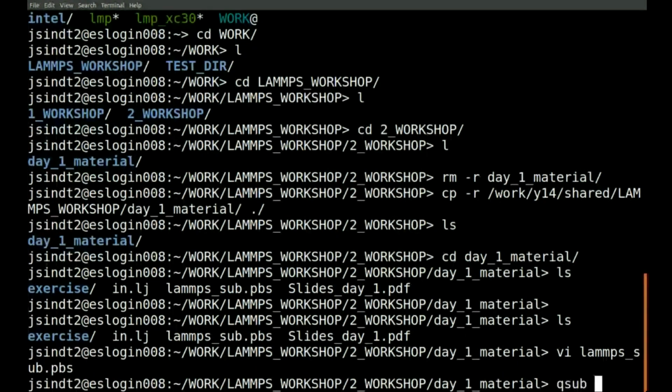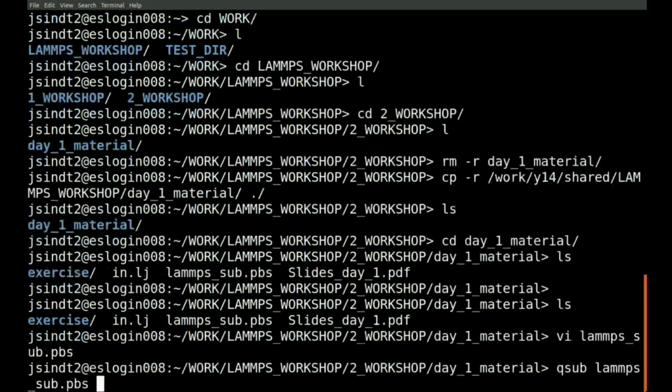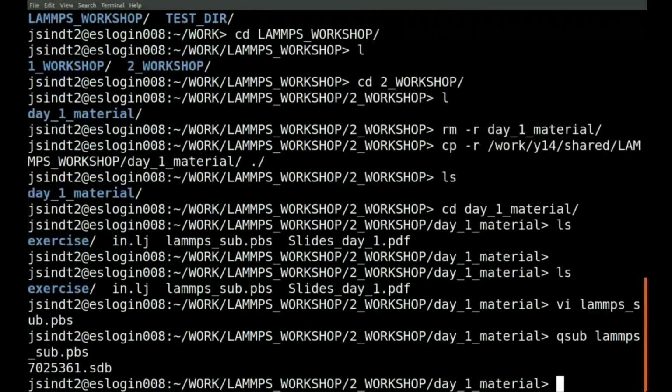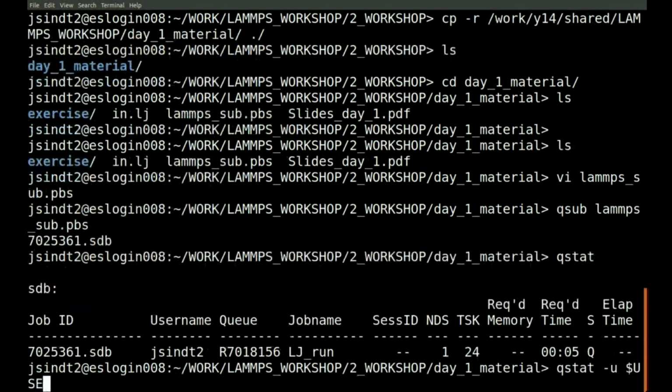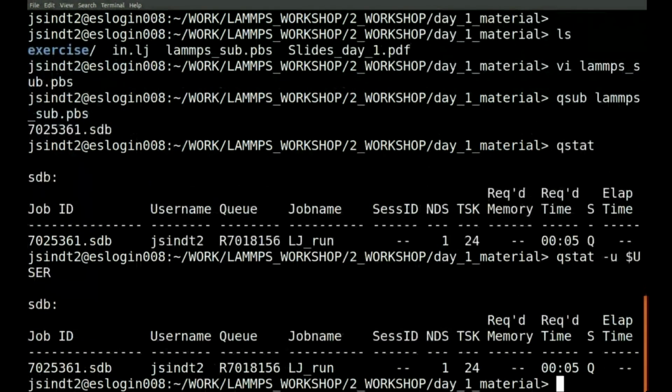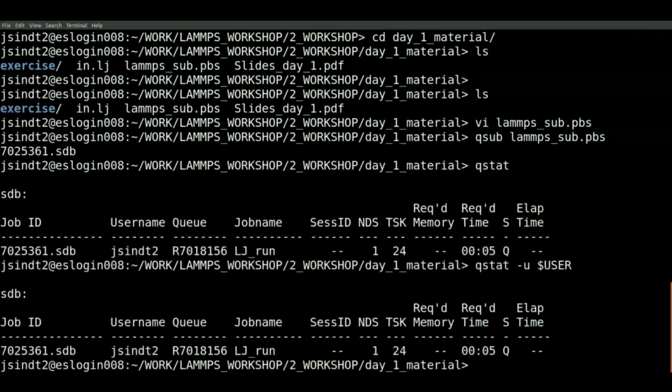Once we've done all of that, you qsub lammps_sub_parallel, and then if you qstat -u user, you get that a job has been submitted. The person who submitted the job, in this case, is me. It is submitted to this queue, which is the short queue. The name of the job is LJ_run. It's asked for one node, 24 cores on that node, and I've asked for 5 minutes. And status is in the queue.